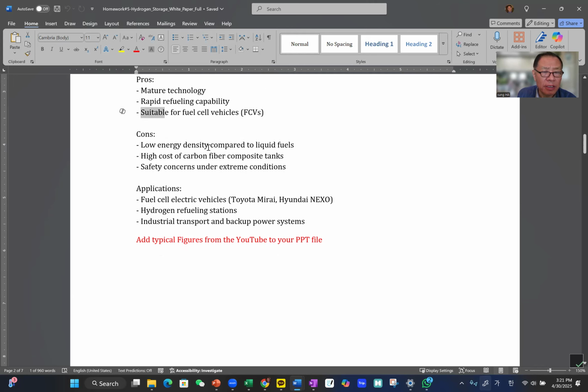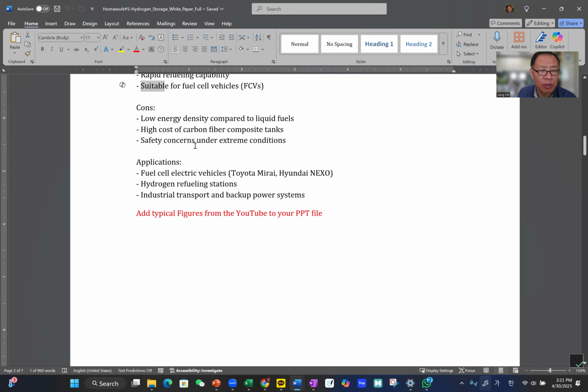But low energy density compared to a liquid. What does it mean? Density means the mass stored with respect to volume is small, or less than a liquid. Well, high cost carbon fiber composite tank.